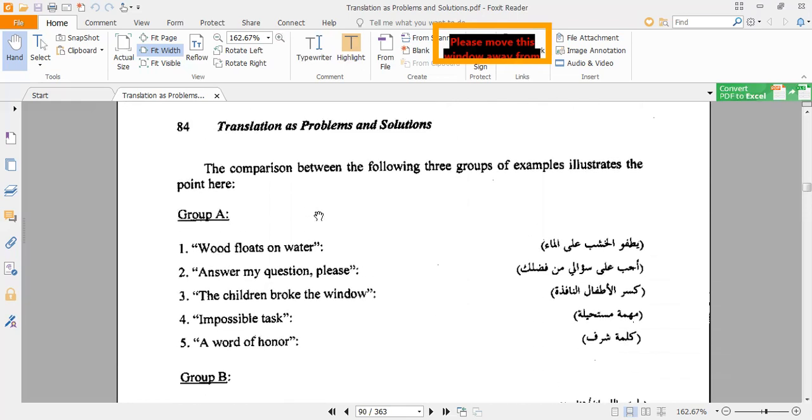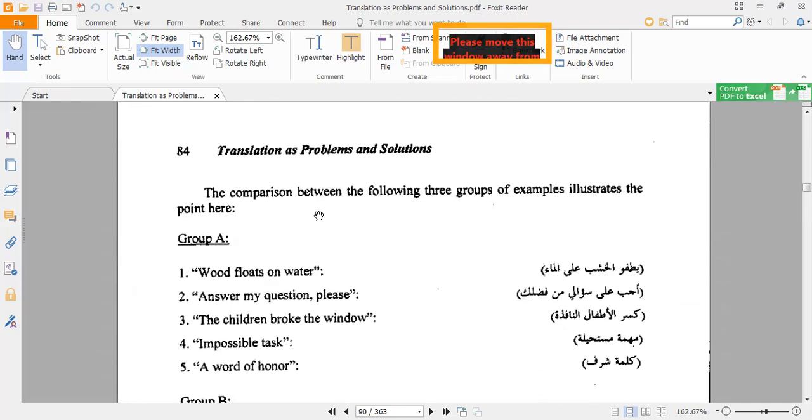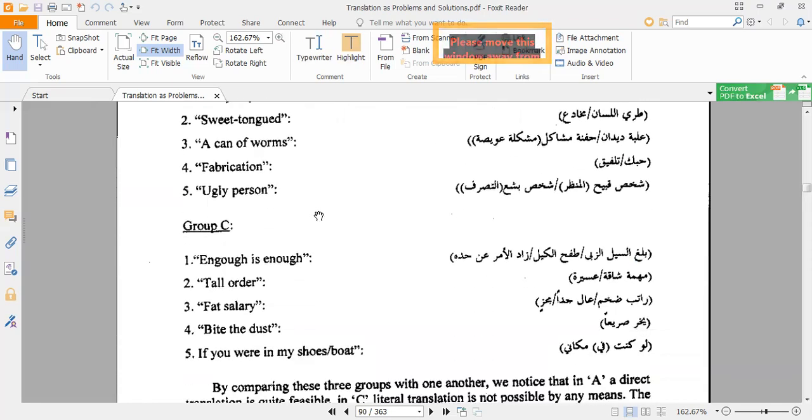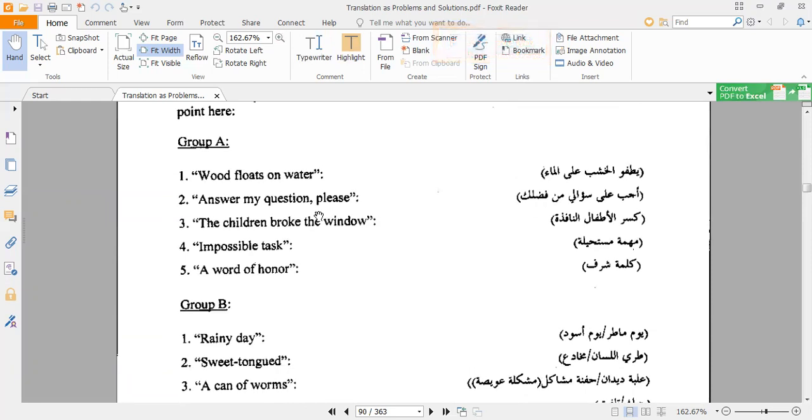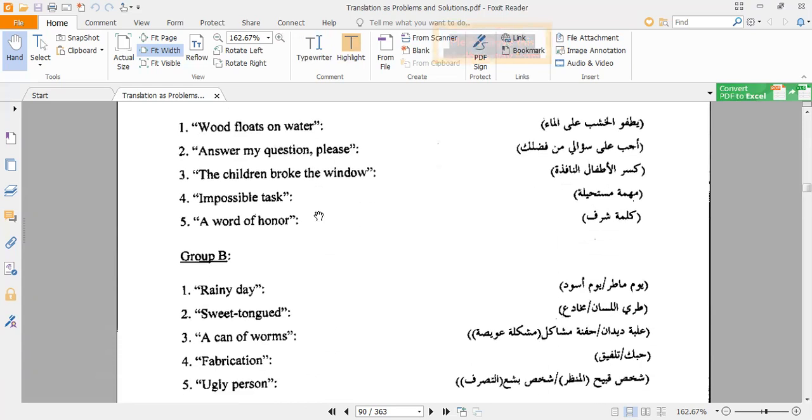Okay. Now, regarding the literal translation, we have three groups. The first group, group A. Wood floats on water. يطفو الخشب على الماء. أنا بلاحظ إنه literal translation in this sentence gives us a very comprehensible meaning which can be understood.